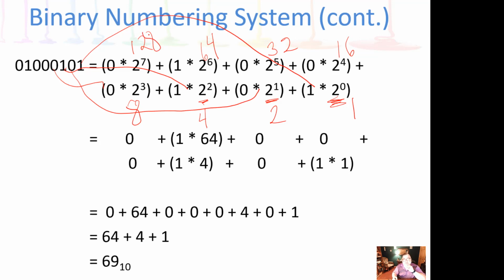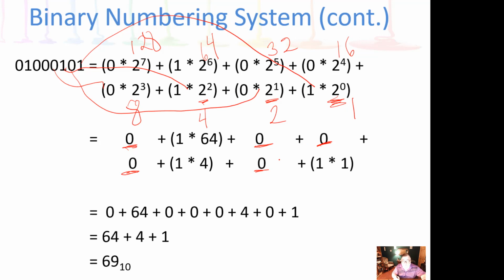So now, looking at it that way, let's just multiply them out. What's 0 times 128? Well, that's going to be 0. Then we have 1 times 2 to the 6th, which is 64. 0 times 2 to the 5th, still 0. 0 times 2 to the 4th, still 0. Plus 0 times 2 cubed, which is 8, still 0. 1 times 2 squared, which is 4. Plus 0 times 2 to the first, which is 2, 0. And then 1 times 2 to the 0, which is 1, 1 times 1.